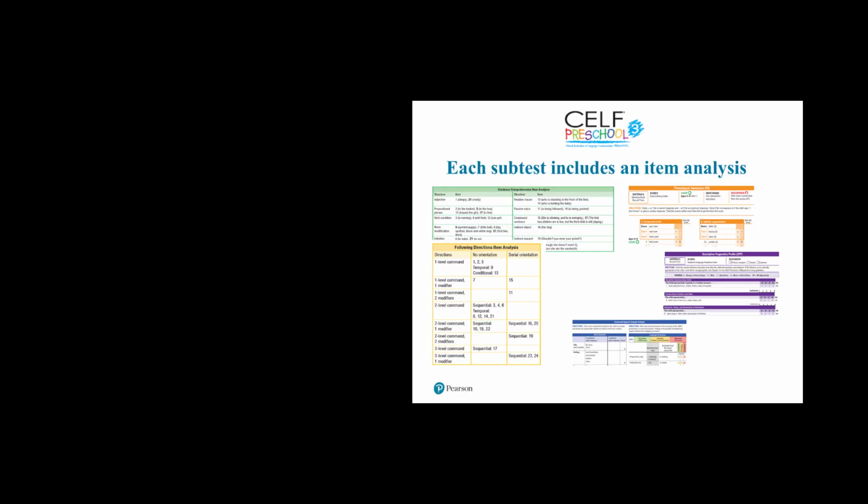And then you have criterion scores for the connected speech sample, parts of the connected speech sample, and the pragmatics activities checklist. So on CELF Preschool, every subtest includes an item analysis. So sometimes it's a separate chart. Sometimes it's shown by the way the subtest is organized, so that you're able to see at a glance what kind of skill the child might have particular problems with.